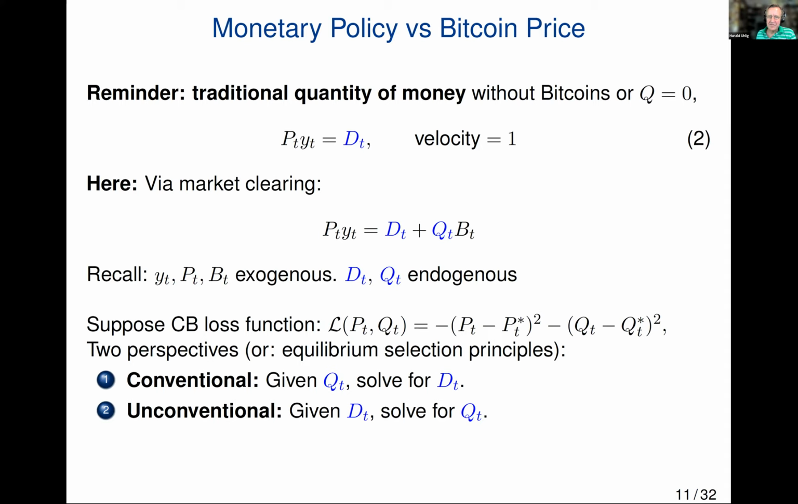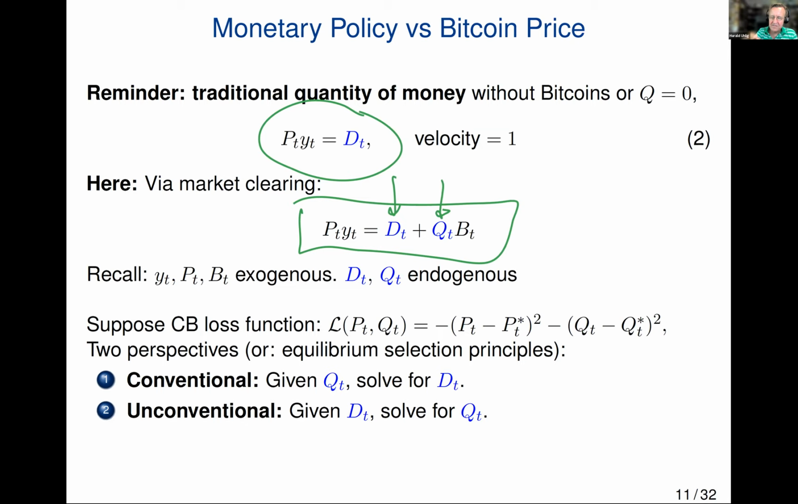You pick the velocity equal to one, you get this equation. How do you steer the price level? Well, you just steer the money supply and that's it. But now we are market clearing, we're having these two pieces here. BT, remember, it's exogenous, but DT and QT are now both endogenous, right? DT is chosen by the central bank and QT satisfies this martingale equation.